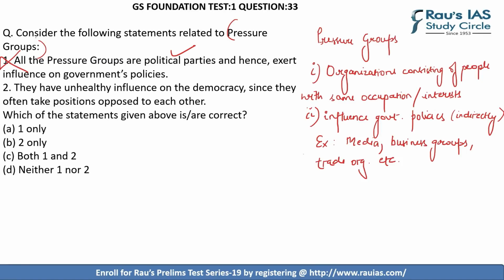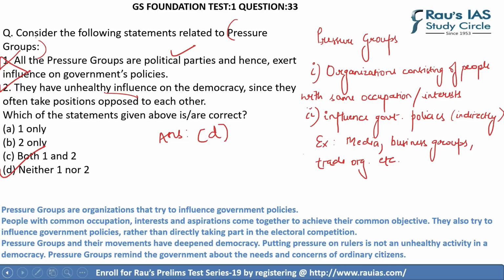Now the second statement says that pressure groups have unhealthy influence on the democracy since they often take positions opposed to each other. Now this statement is again incorrect as pressure groups and their movements have deepened democracy and putting pressure on rulers is not an unhealthy activity in a democracy. Hence our final answer would be option D, that is both these statements are incorrect. Please also have a look at the explanations.